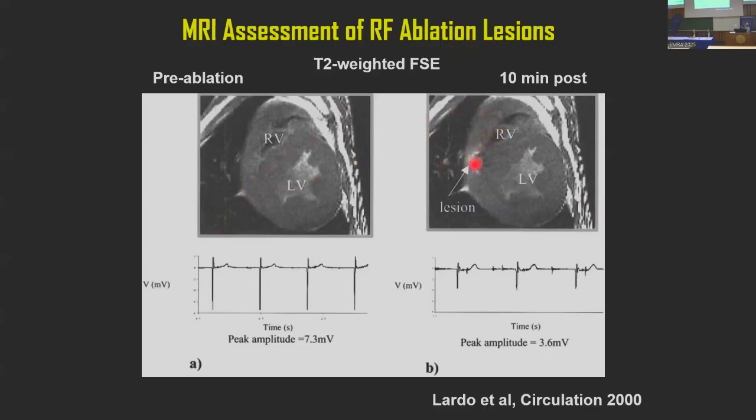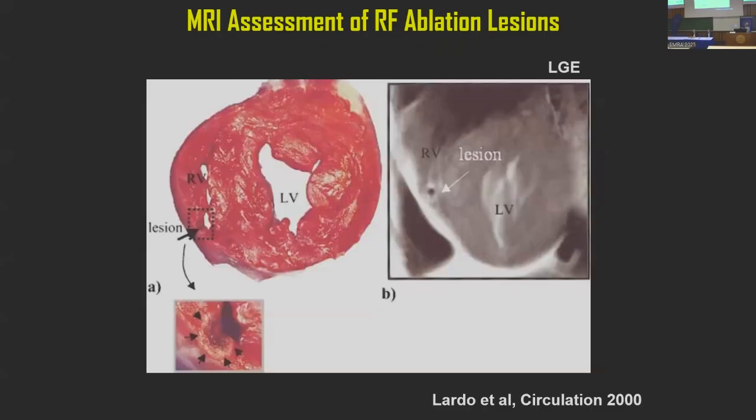This is an animal model. And you can see you get this kind of bright diffuse signal in that area of ablation. In a T2 weighted image, it's basically inflammation edema that you're causing with the ablation. So it's sensitive, but not particularly specific.